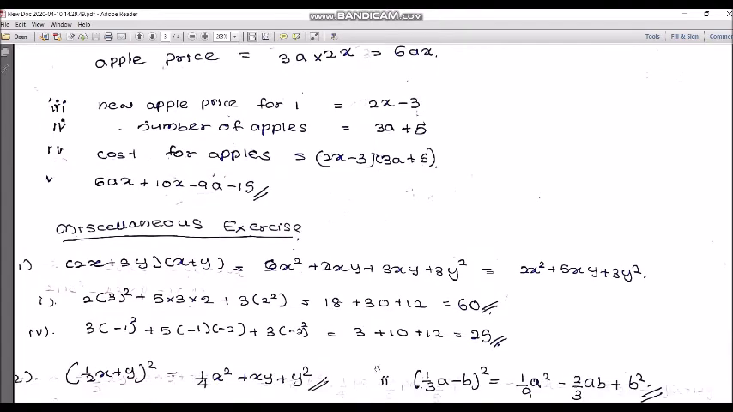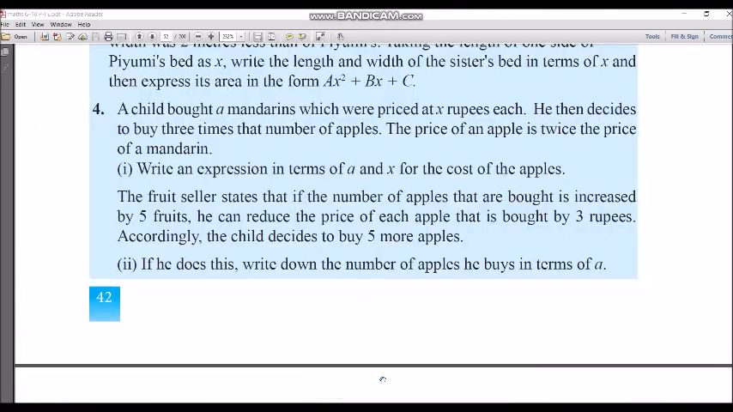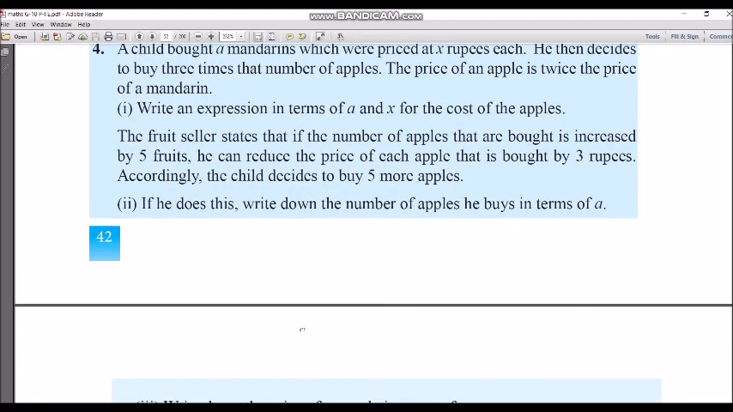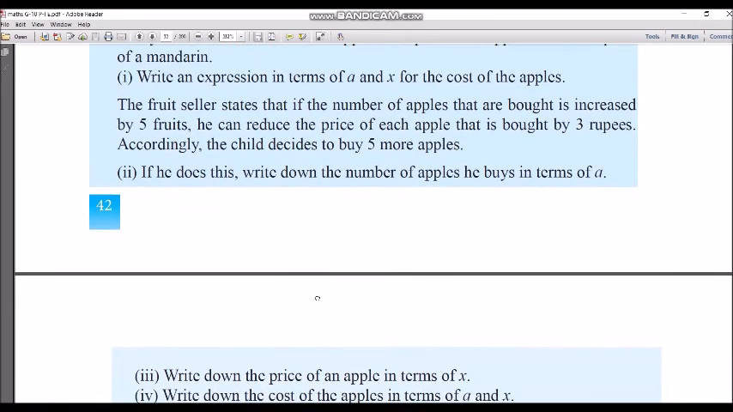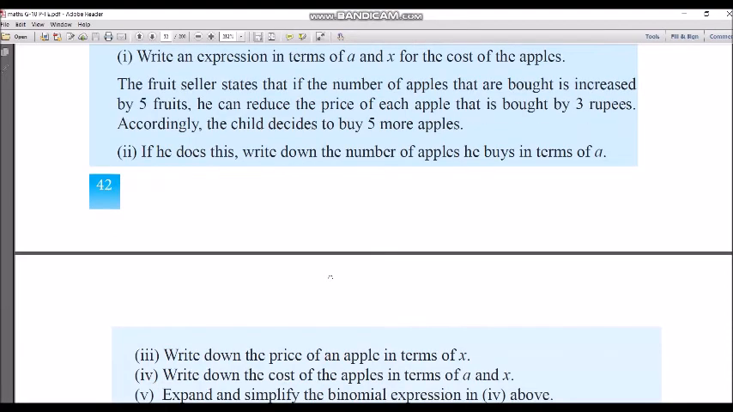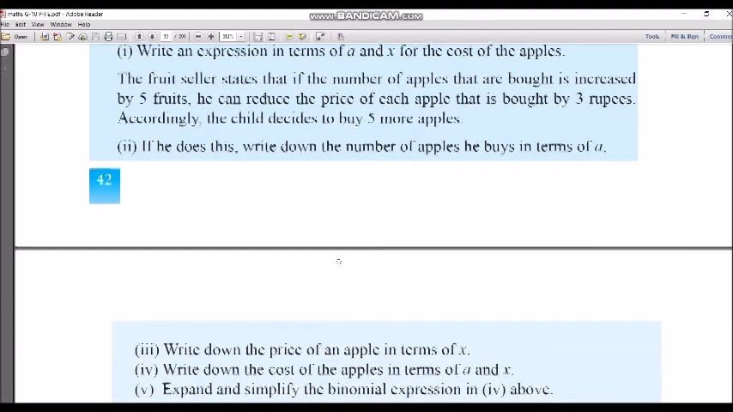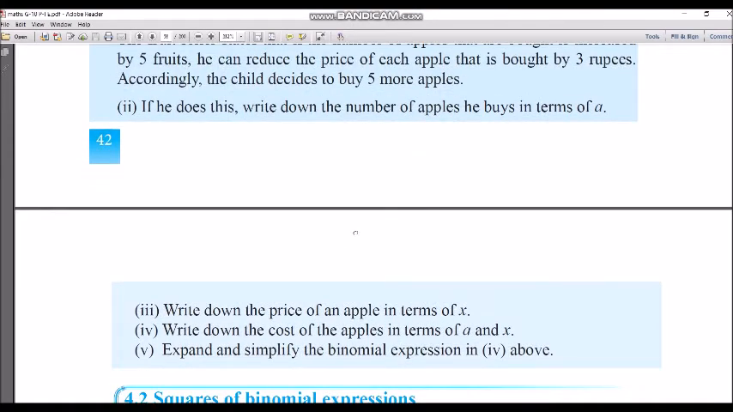And then the third part: there's a fruit seller, and if the number of apples that are bought is increased by 5, he can reduce the price of each apple by 3 rupees. So the child decided to buy 5 more apples.